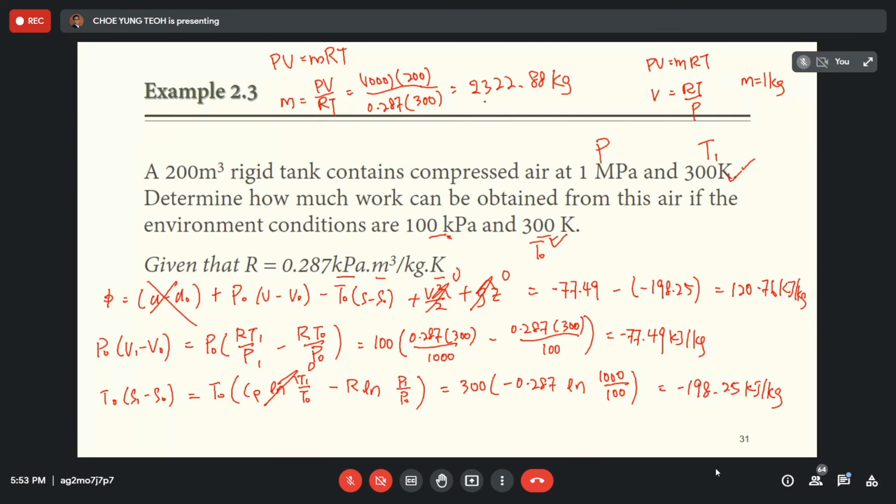And remember, just now I got the mass is 2322 kg. So I can get the total maximum work done, X, by multiplying this exergy per unit kg with the mass that we have just now, which is 2322.88. So the final answer will be 280.5 megajoule.